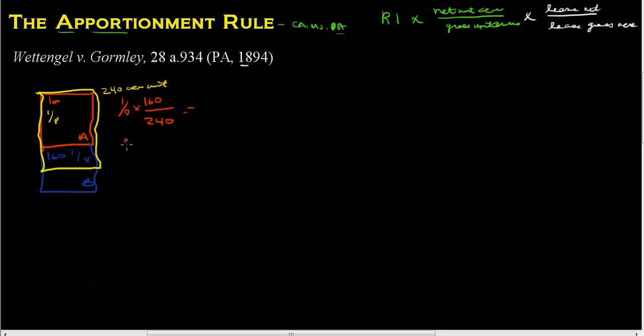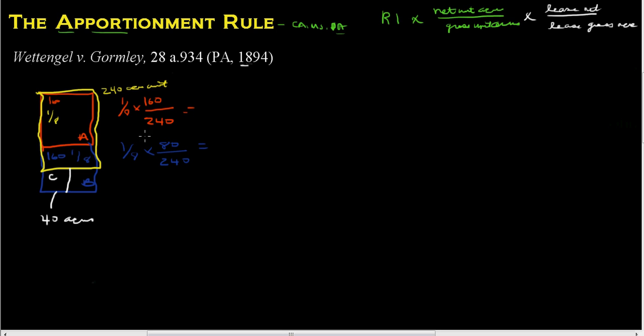And then B's interest is going to be 1/8 times the number of acres he has in the unit, 80 acres, divided by 240. But let's say that B conveys a part of his interest to C. So C is going to get this 40 acres here.